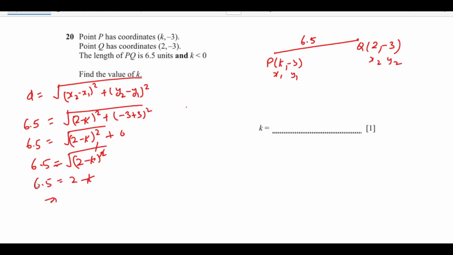That gives us k is equal to 2 minus 6.5. So this is -4.5. And we were given that the value of k is less than 0, which is negative. So k is -4.5.